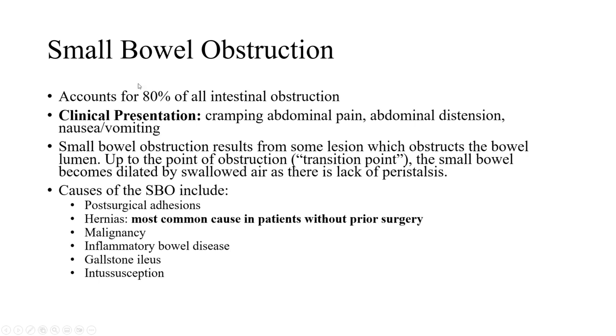Small bowel obstruction accounts for 80% of all intestinal obstruction. Patients typically present with cramping abdominal pain, abdominal distension, nausea, and vomiting. It typically results from some lesion which obstructs the bowel lumen, and up to the point of obstruction, also called the transition point, the small bowel becomes dilated as the swallowed air is unable to get past the point of obstruction due to lack of peristalsis.